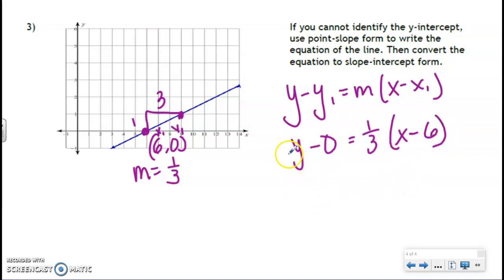Now change that to slope-intercept form. Y minus 0 is just y, and then I have to distribute. So I have 1/3 x minus 2 for a final answer.